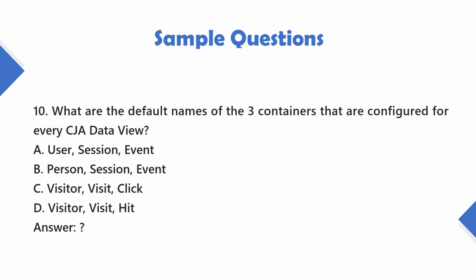10. What are the default names of the 3 containers that are configured for every CJA data view? A. User, session, event. B. Person, session, event. C. Visitor, visit, click. D. Visitor, visit, hit.